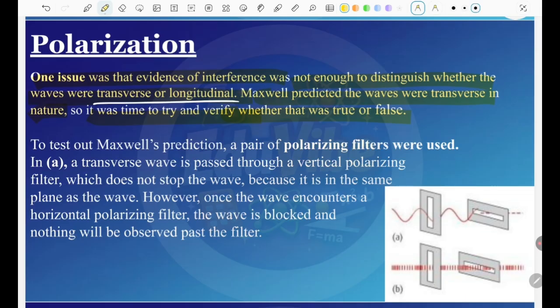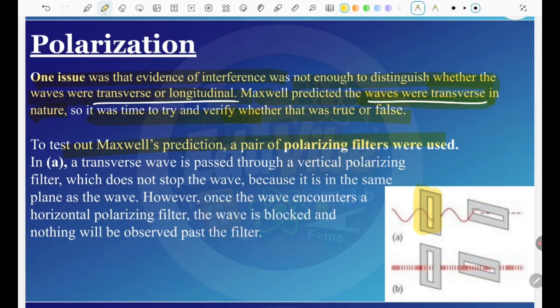Maxwell predicted that the waves were transverse waves, but then we have to know whether this is true or false. So Maxwell performed one test. A pair of polarized filters was used. You can see over there that you have some filters.